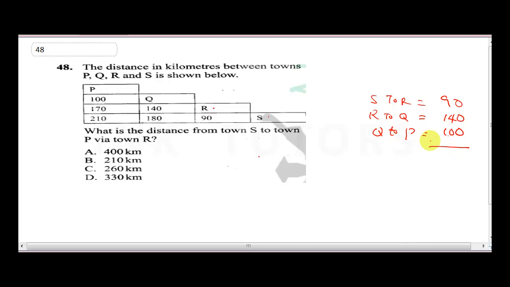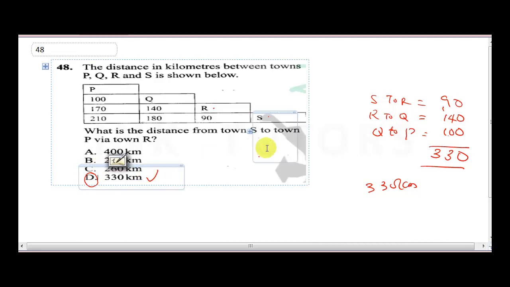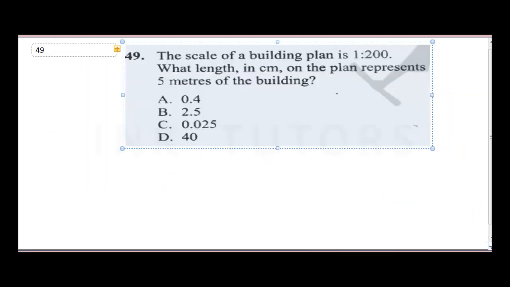100 plus 140 is 240. Okay, 0 plus 0 plus 0. 9 plus 4 will give us 13, then you carry your 1, and that will be 330. So that is 330 kilometers. So our final answer here is D. So D is the correct option. So that will take us to question 49.